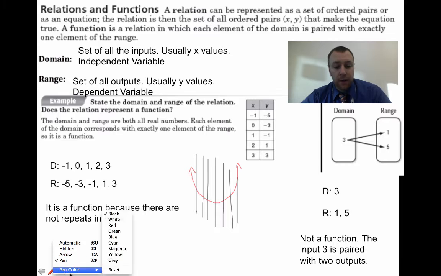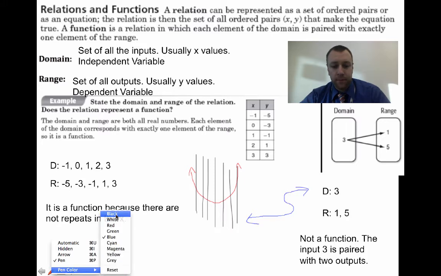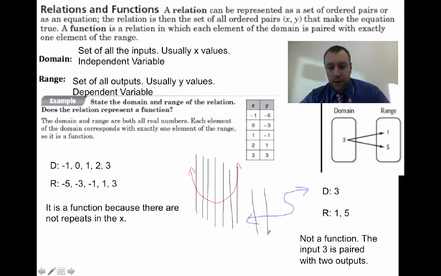Now, if I change that and let's say I put a loop in there like this, and I draw those vertical lines, the vertical line only crosses once down here. But when I get to the middle and draw this vertical line, it hits here, it hits here, and it hits here. It hits more than once. That means that this x value is paired with 3 y values, which means it's not a function.